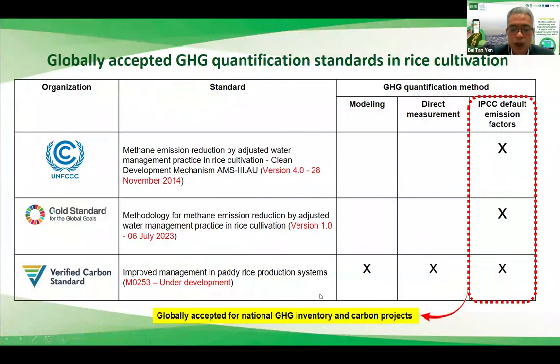Before going to the introduction of the rice monitoring and reporting system, I would like to give you a very quick overview about the globally accepted GHG quantification standards. For example, for UNFCCC, the methods use the IPCC default emission factor to quantify greenhouse gases. Gold Standard, in the very recent version of the methodology that they released last year, also follows the IPCC default emission factor.